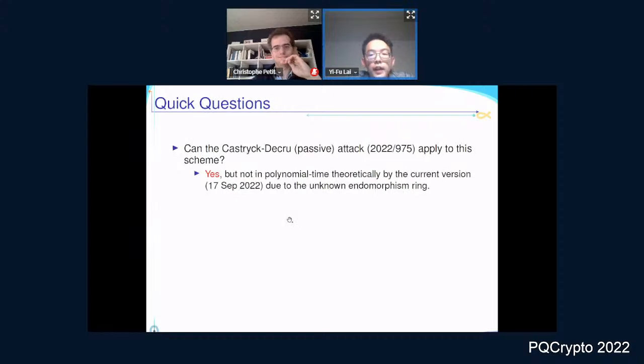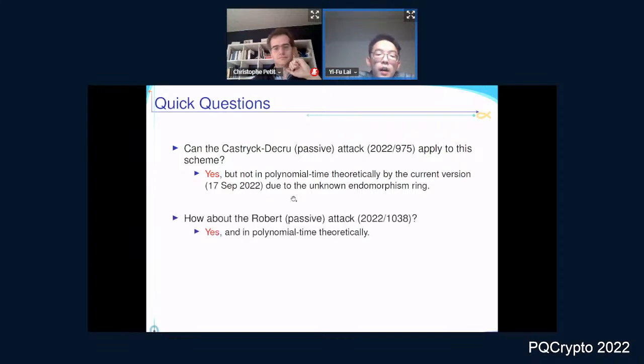So can the castryck-vercauteren attack apply to Shields and Hill's crypto system? The answer is yes, but not in polynomial time. And how about Robert's passive attack? The answer is yes, and also in polynomial time.